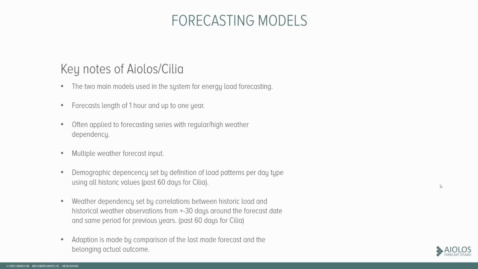In the end, an adaptation is made by a comparison of the last made forecast and the belonging actual outcome. We know that there are some differences in the different markets on when you will receive the data from the TSO. This could be 1 day old data, or it could be 7 days old data, but still there is a comparison made between the outcome and that forecast to see, okay, are we constantly a little bit below or above the forecast, and the adaptation is made. So the system will learn from its own forecasts and from its own outcome.